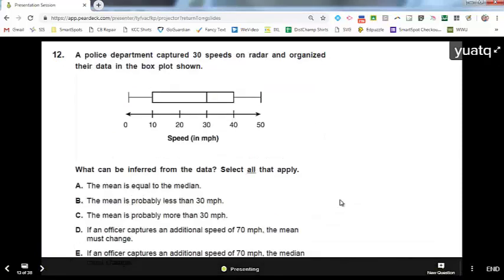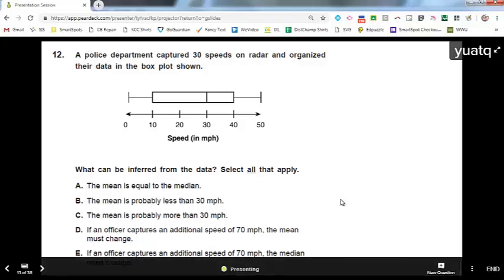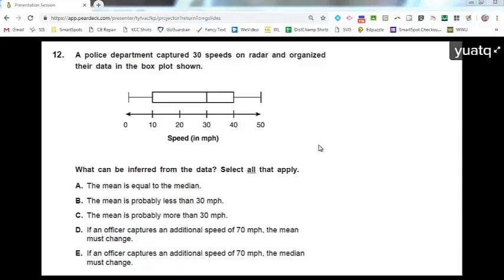Okay, a police department captured 30 speeds on radar and organized their data in the box plot shown. What can be inferred from the data? Select all that apply. I didn't give you the option to edit this, did I? Okay, so we'll just talk about it. So it says select all that apply. First of all, on the EOC, anytime that it says select all that apply, there is more than one answer. There is at least 2 minimum. They could all be correct.